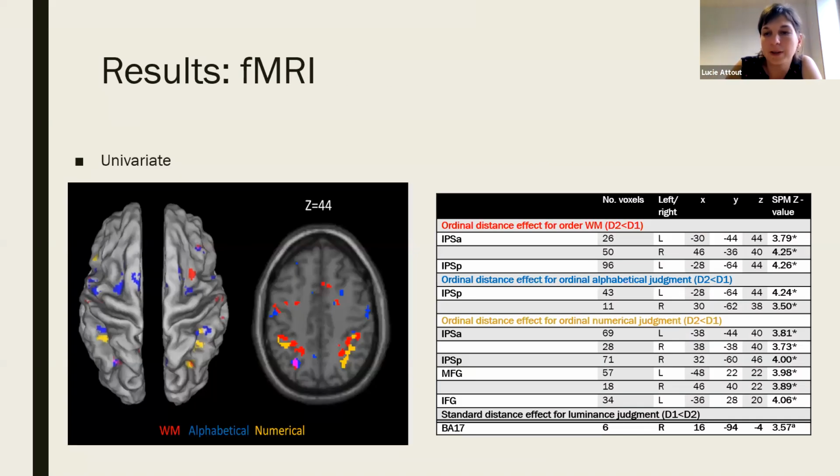For the fMRI results, we first checked the univariate level, and we observed, as in previous studies, a sensitivity to the distance at the IPS level for all ordinal judgment tasks, but also at the frontal level for the numerical ordinal judgment task.